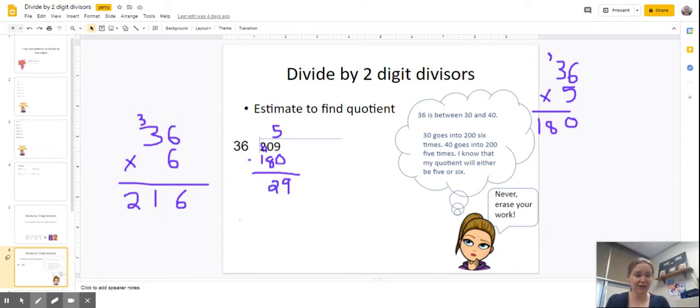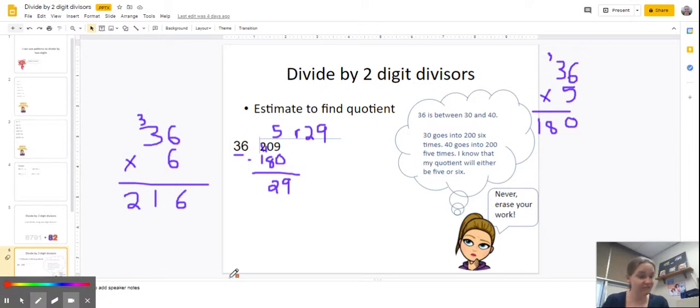Now that might seem like a really big remainder, but it's okay because my divisor is 36. So it's okay if my remainder is 29. That's perfectly fine, as long as it's smaller than the number we're dividing by, then we're good.